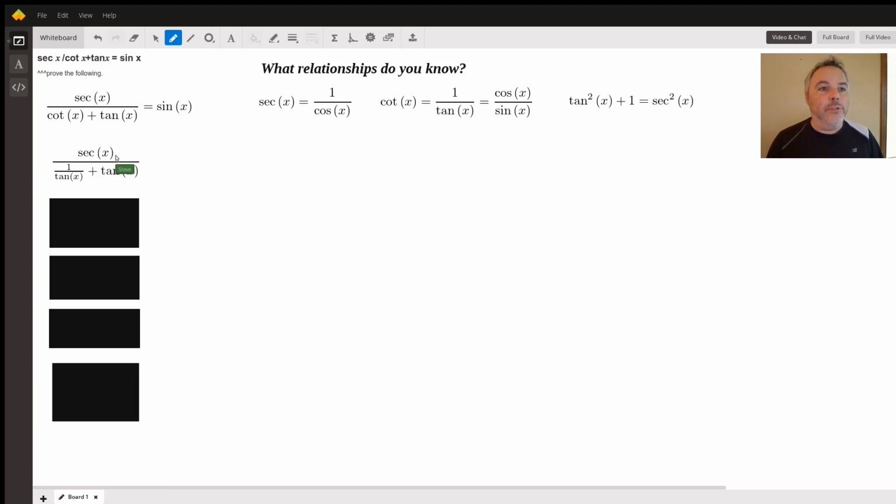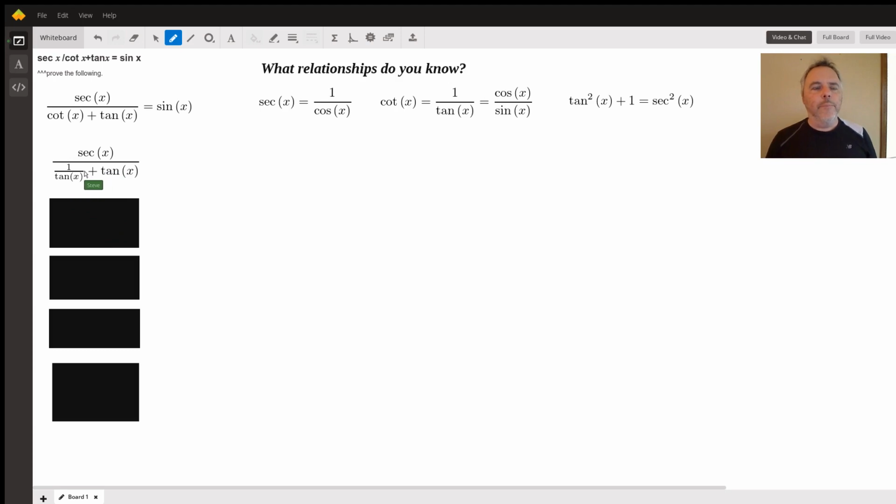So the first thing I'm going to do is basically leave the numerator alone. And what is cotangent? Cotangent and tan are inverse, so I'm going to replace cotangent with 1 over tan x. And I have this. Again, note I'm not writing the right side. That actually looks a little bit more difficult.